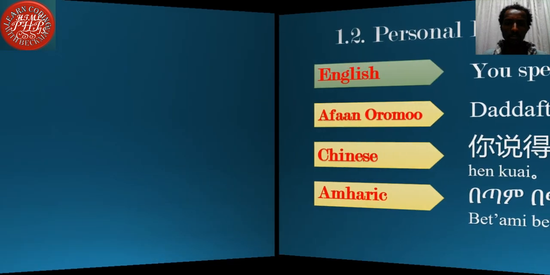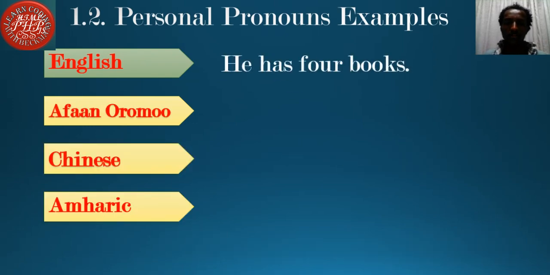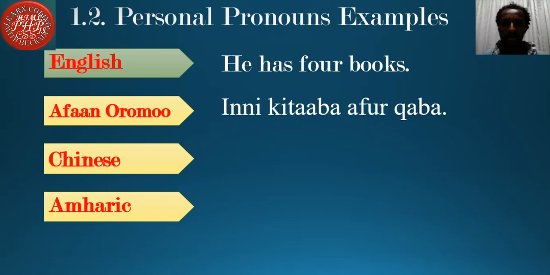The third example will be concerning he. He has four books will be written like this. Inni means he. Kitaba means book. Afur means four. Qaba means has. When we read it in Afaan Oromo, inni kitaaba afur qaba.